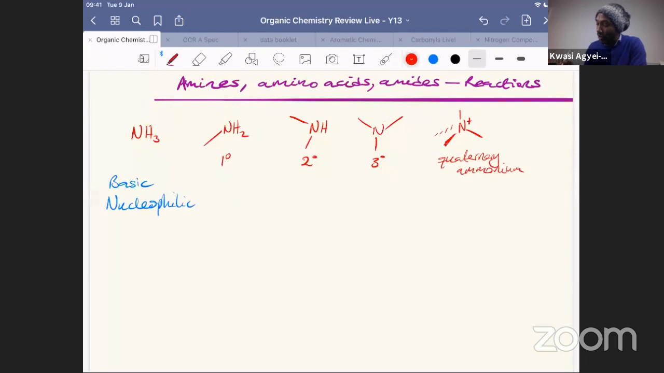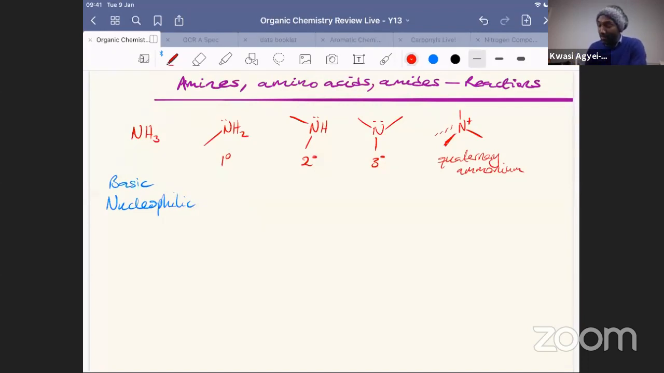If I quickly show these lone pairs, there's one lone pair there, there's another. The quaternary ammonium doesn't have a lone pair. It's used its lone pair to form a bond, hence the plus charge. So they're basic or nucleophilic.